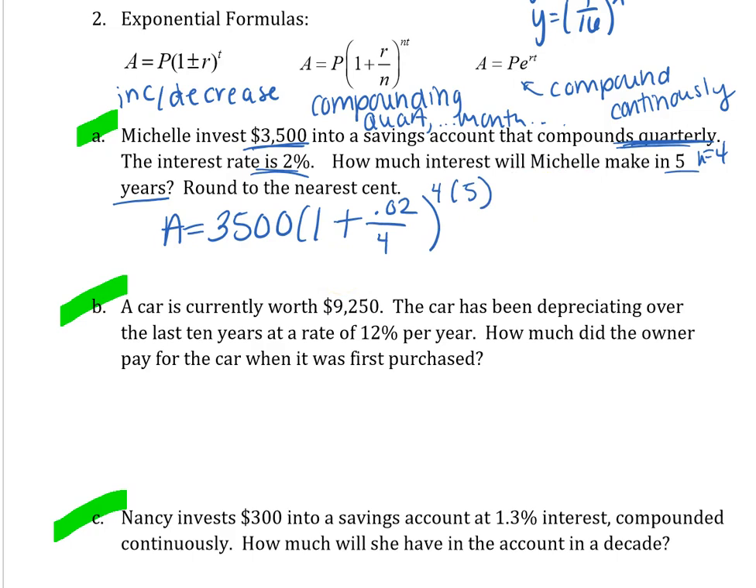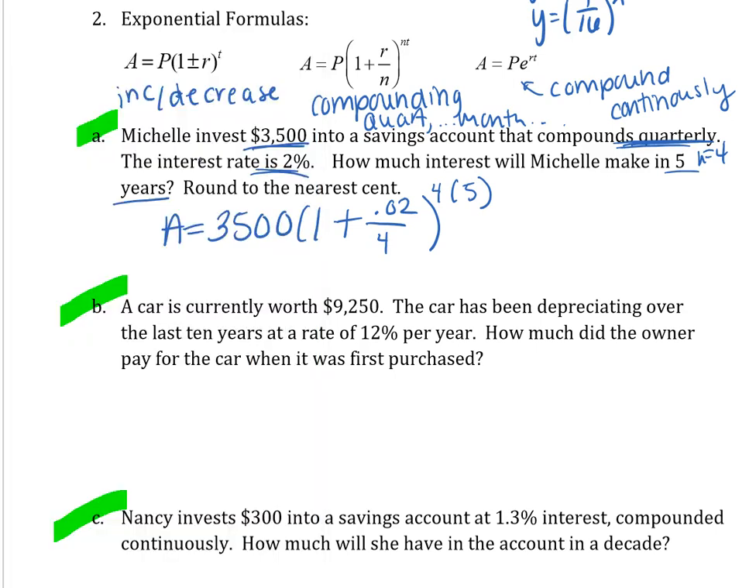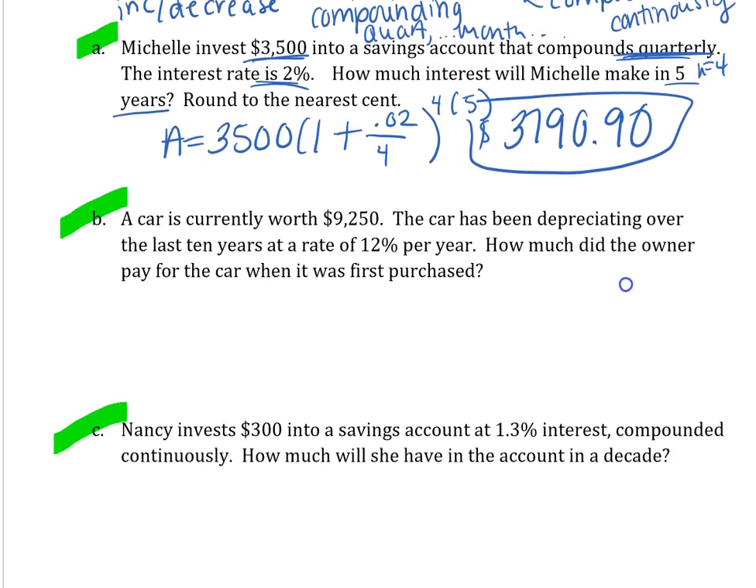Okay, so in my calculator, so the 20. Okay, and then it says to the nearest cent, which is 2 decimal places. So this 9 will round this up to a 0, which will round this up to a 9. So 3790.90. And there you have it.